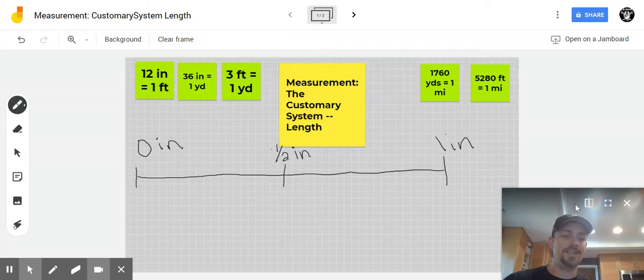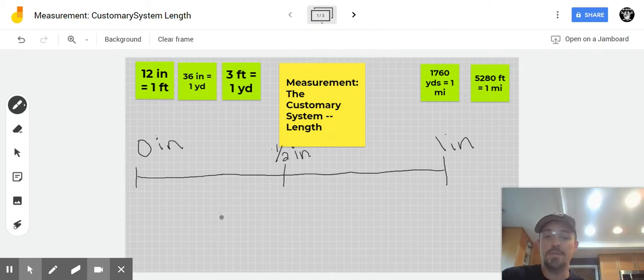All right, Ledesma, I'm here to talk to you today about a little lesson having to do with the customary system of measurement. And today we're going to specifically be talking about length.